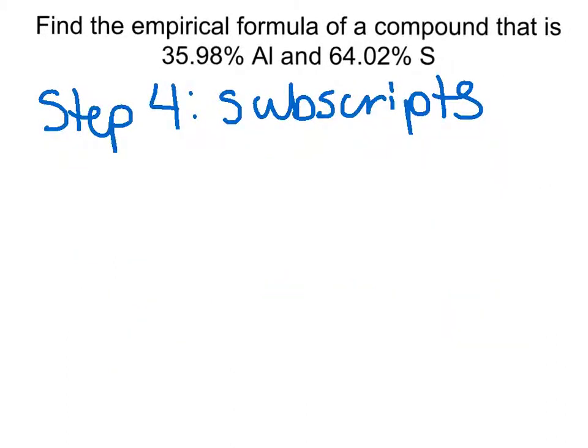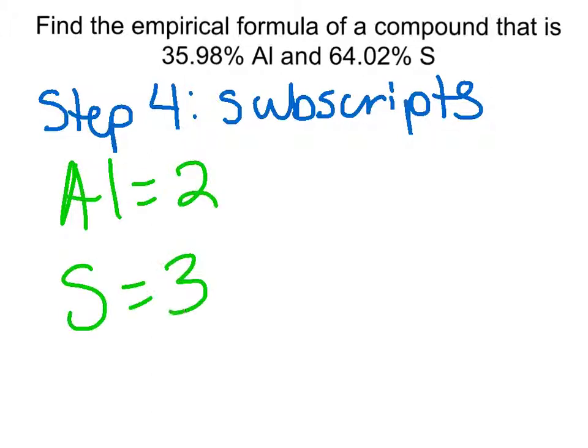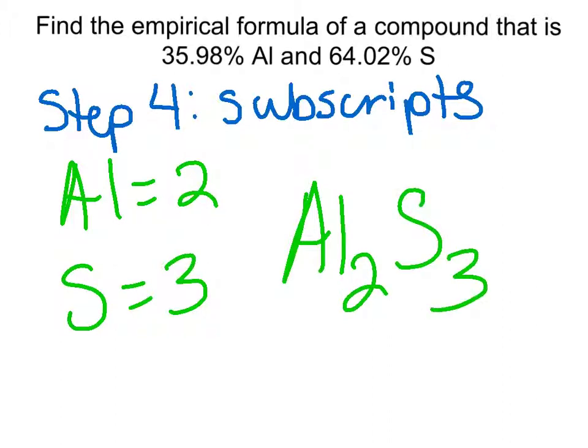The last step is to take those numbers that we just found. Aluminum was a 2, sulfur was a 3, and we're going to put these in as our subscripts. So our formula is going to be Al2S3. Okay, that is the empirical formula for this compound.